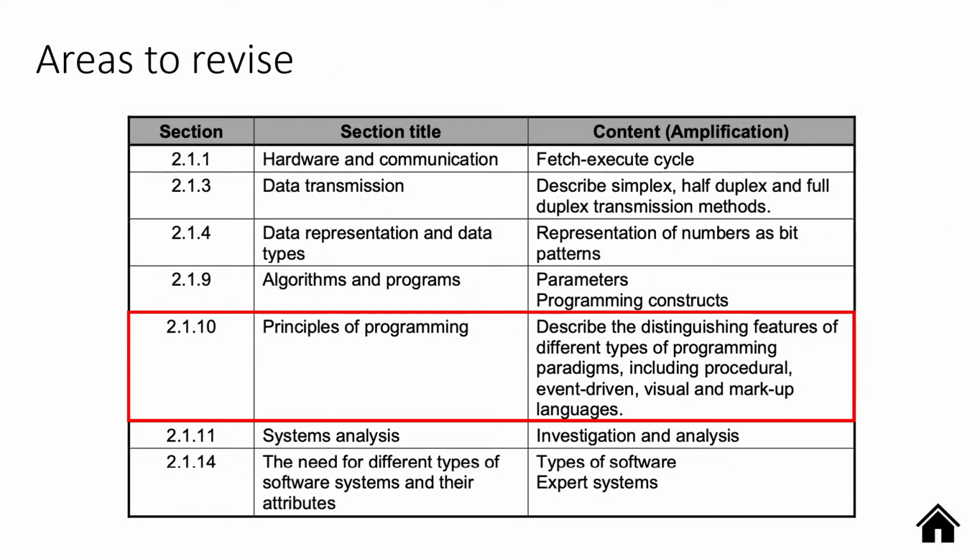Now then, 3 more topics to go. So we're going to talk about principles of programming. Now, describe the distinguishing features of different types of programming. So, programming paradigms. A paradigm is essentially a style of writing code.